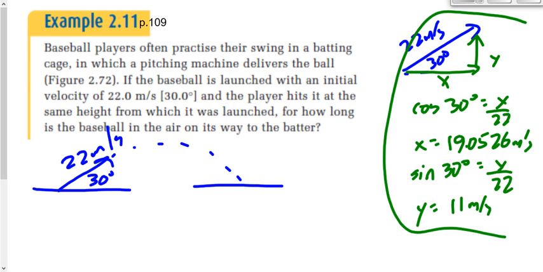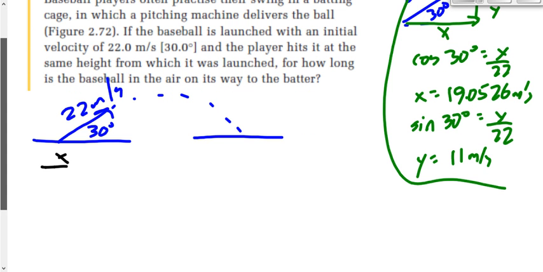All right, let's break this up into x and y. We're going to say, what is it for x component again? Abby, what is it for x component? Good. V equals d over t because it's constant velocity, right? And what is it, Sydney, for the y component?